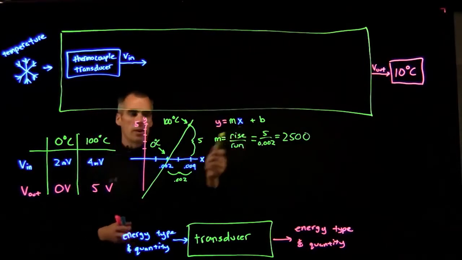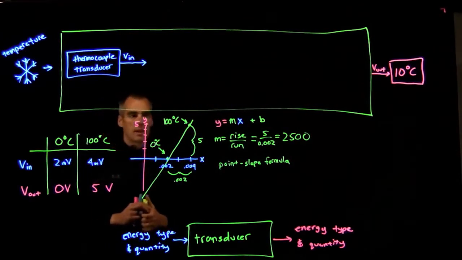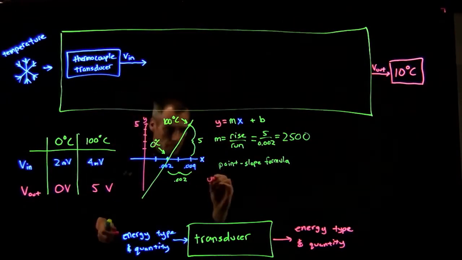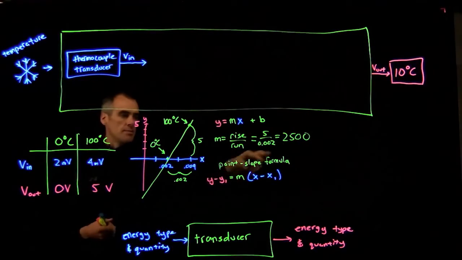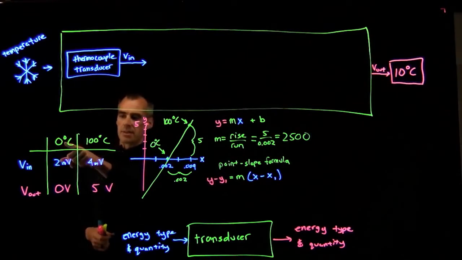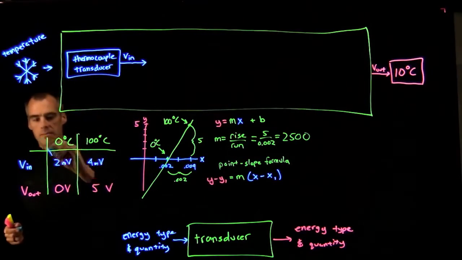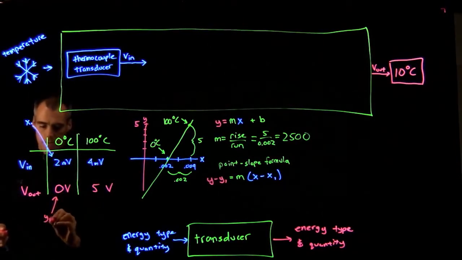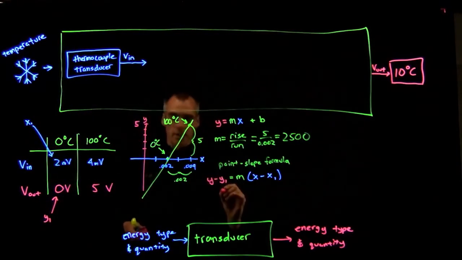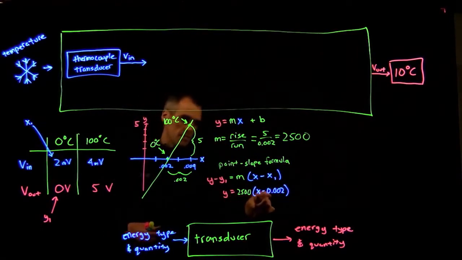In order to find b, we want to use our point slope formula. Perhaps you recall what this is: y minus y1 equals m times x minus x1. We already know what our m is from up here, but what about our x1 and y1? Well, we can pick either of these points. It's probably easiest to pick 0 degrees Celsius because we have the 0 down here. So we can pick this as our x1 and this as our y1, and plug these values in. Plugging that in, we get y equals 2500 times x minus 0.002.